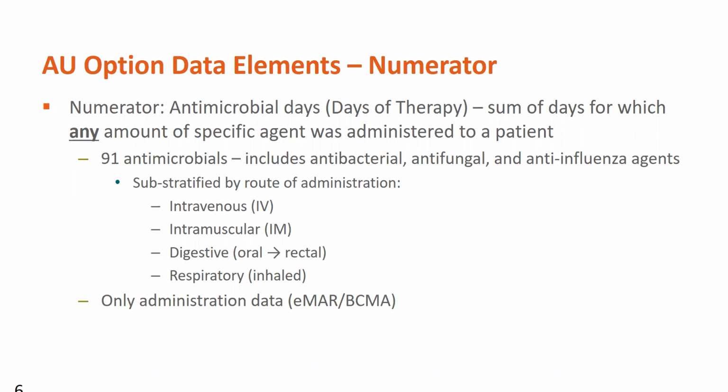So our numerator for the AU option is antimicrobial days, otherwise known as days of therapy. That's just the sum of days for which any amount of that agent was administered to the patient. Right now, we collect data on 91 different antimicrobials, the majority of which are antibacterials, but it also includes a handful of antifungals and anti-influenza agents.